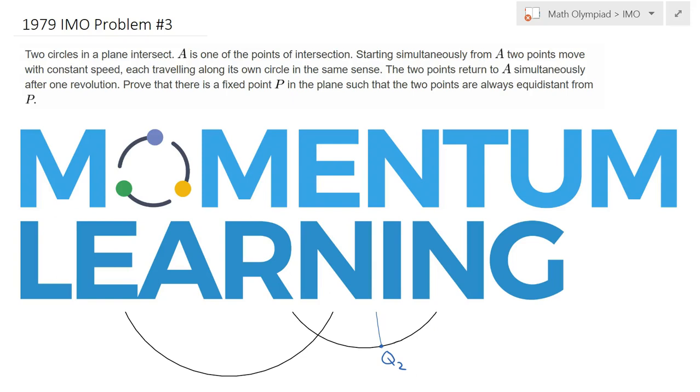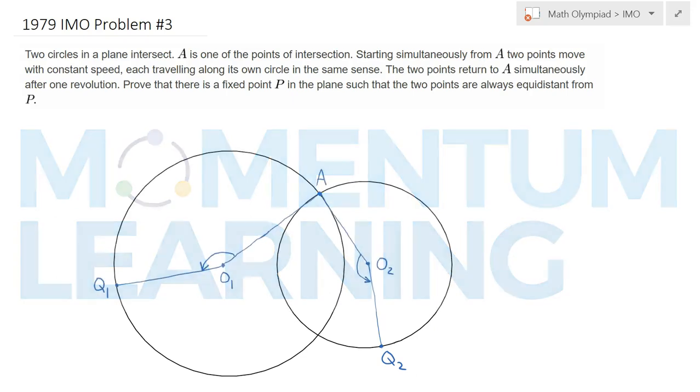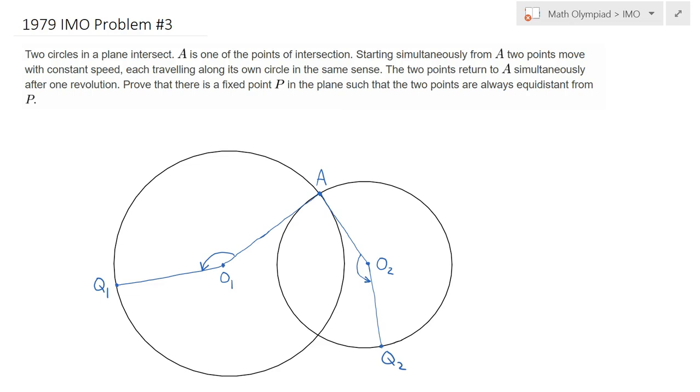This is 1979 IMO problem number 3, and here is a view of this problem. It's a geometry problem. We're given two circles which intersect at the point A, and let's call the other one B probably, at the points A and B. Then at point A, two particles start moving in the same, let's say, counterclockwise orientation.